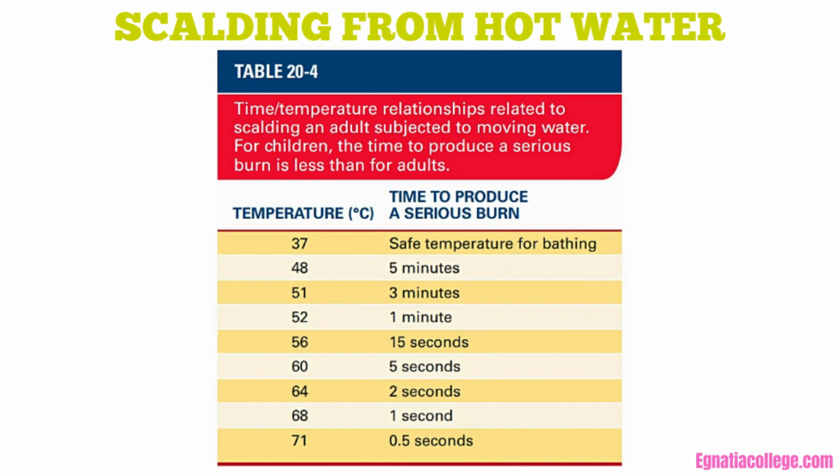To reduce the possibility of scalding, today's single-handle shower and sink taps have a thermostatic non-scald mixing valve or pressure balancing valve that holds a selected water temperature to within 1 degree, regardless of incoming water pressure changes. This prevents sudden unanticipated changes in water temperatures. Table 20-4 shows time/temperature relationships relating to scalding.